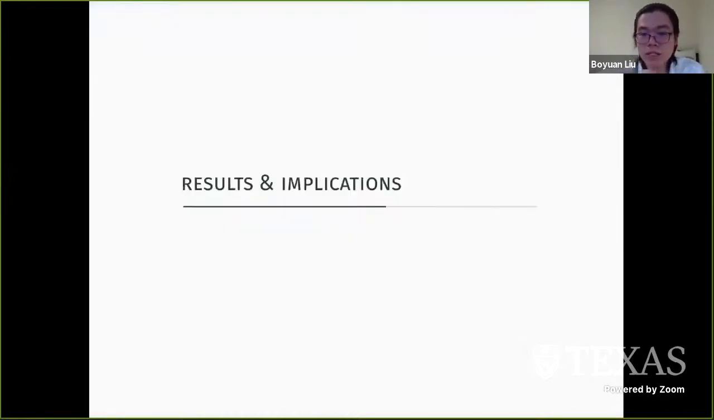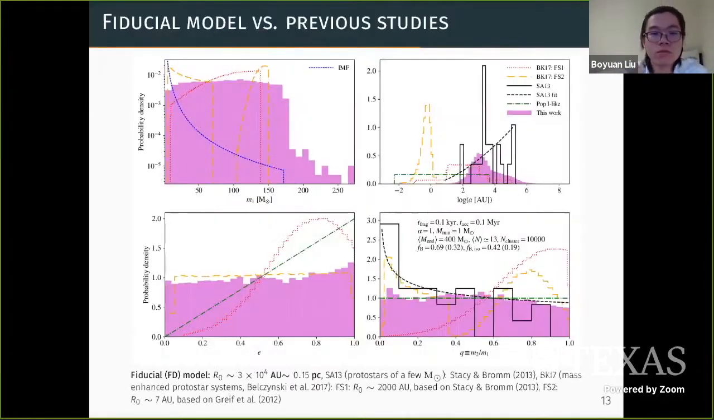Okay, now let's look at the results. Let's start with our fiducial model. So in this fiducial model, the initial cluster size is about 0.15 pc. And the total mass of stars is 400 solar masses. And the typical number of stars is 13. And this plot shows the distributions of 4 binary properties: the primary mass, separation, eccentricity, and mass ratio. And here, our results are denoted by the purple histograms.